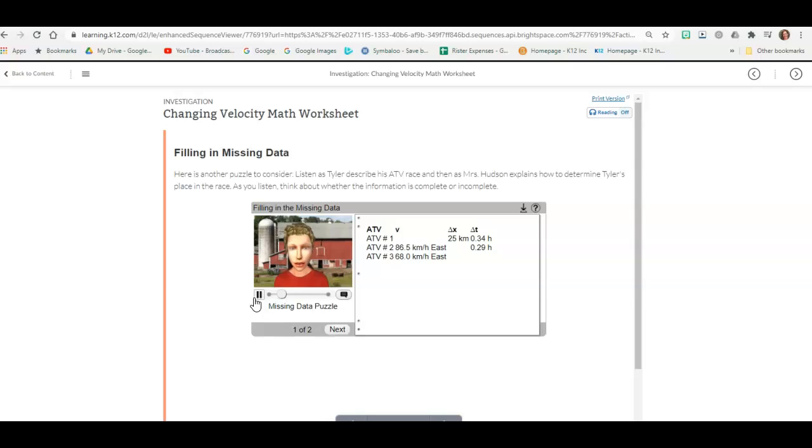I competed in an ATV race on Saturday. There were several judges at the event, but not all of them recorded the same information. How do I know if I won the race? I was ATV number 3.